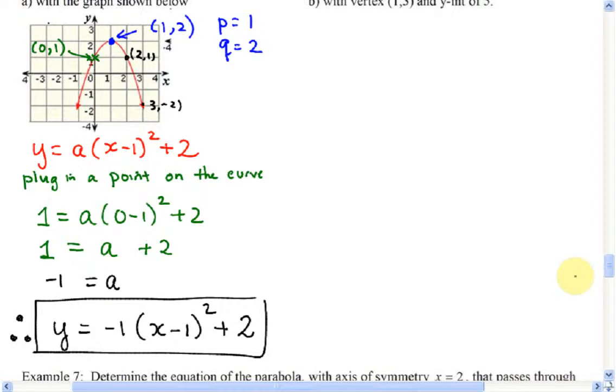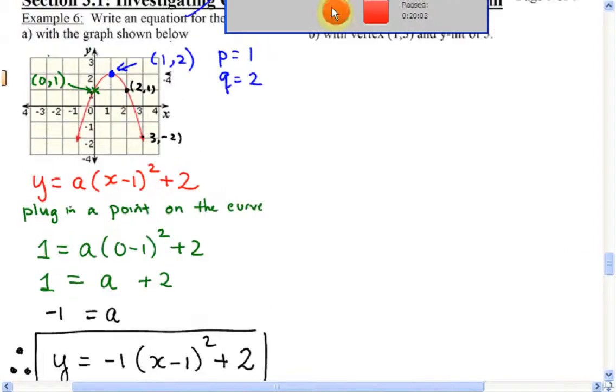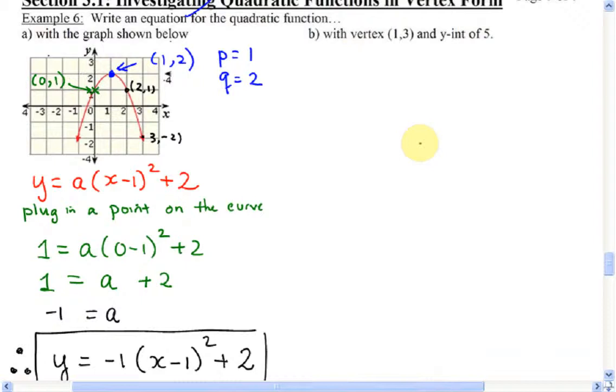Okay, you try part B, please, on your own. Go for it. Part B just has no picture, but it gives you all the information you need. So try it, please, on your own. Part B. Fun. Okay? Every time I say something's fun, it's really not fun. Okay, well then it's not fun.